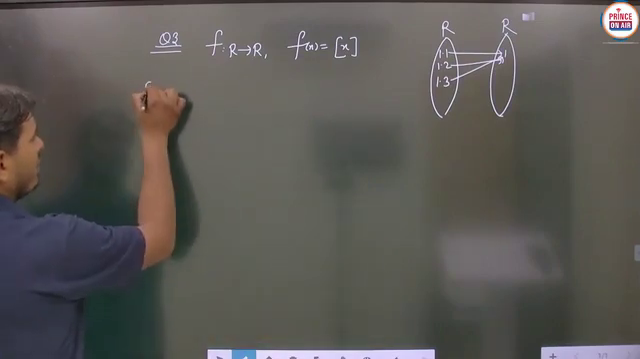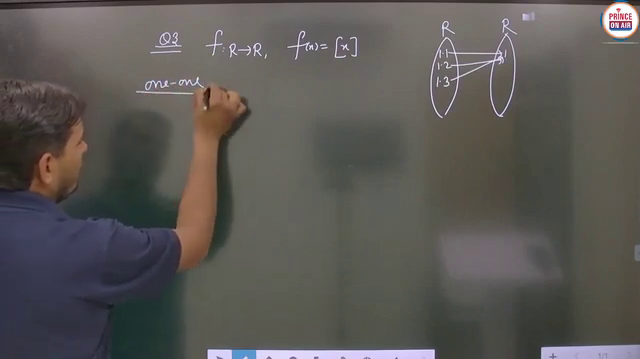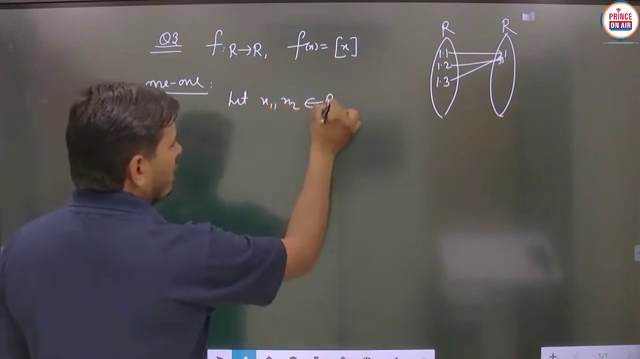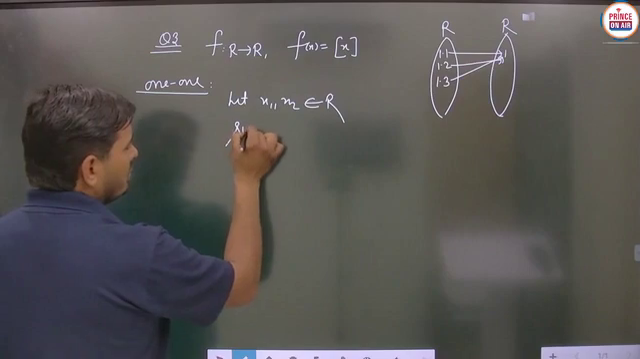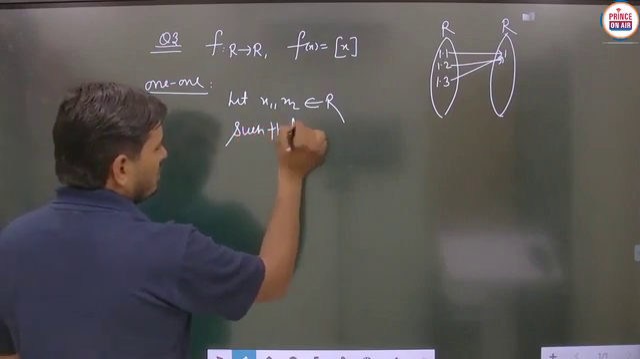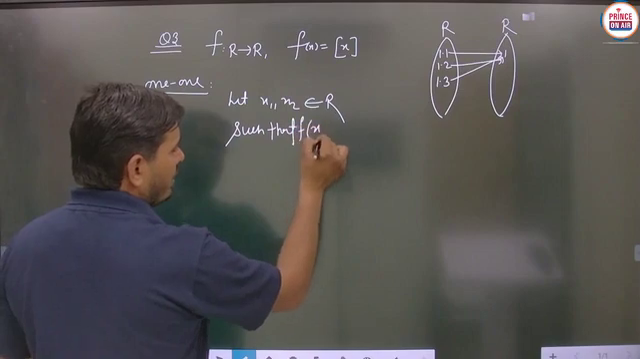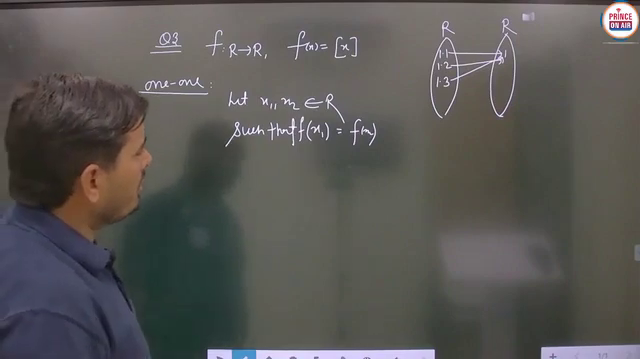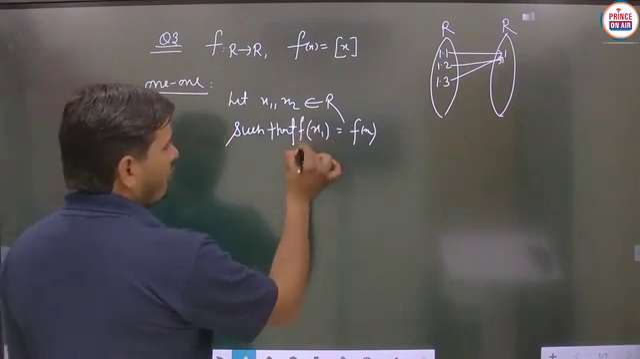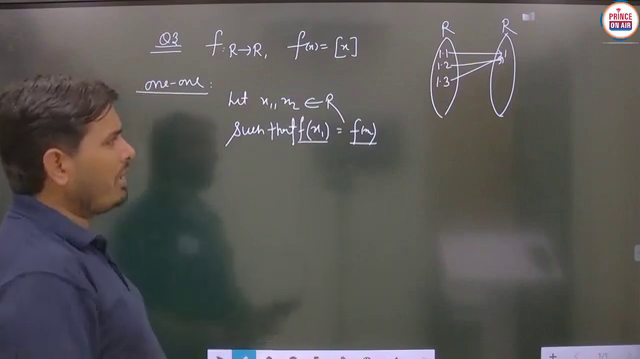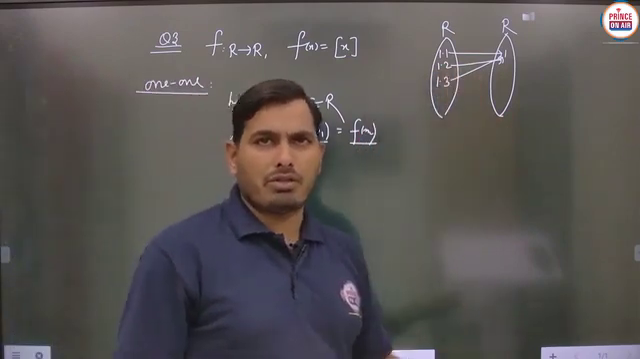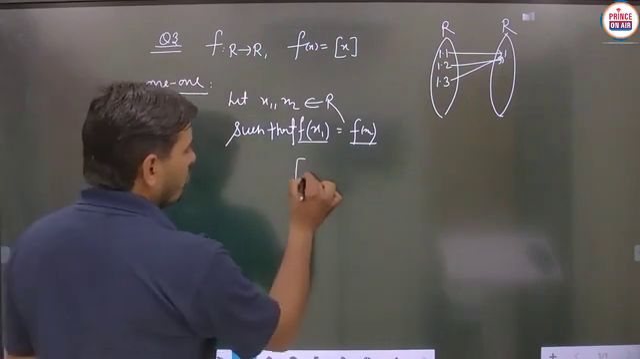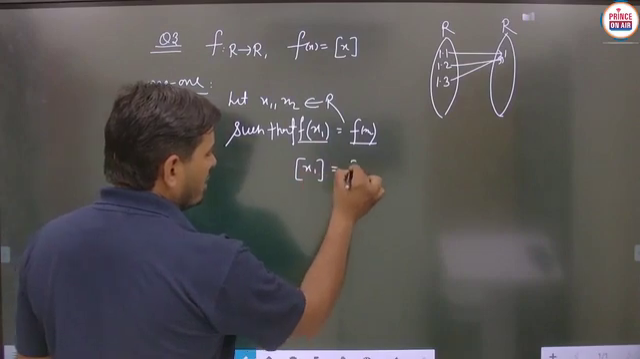So how will we write this? For one-one, let x1, x2 belong to the real numbers such that f(x1) equals f(x2). If f(x1) equals f(x2), then it is the case to check whether the given function is many one or not. So here we have to write the greatest integer of x1 equals the greatest integer of x2.